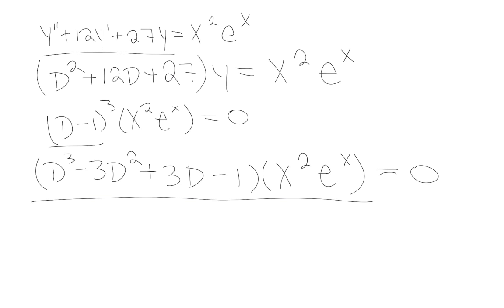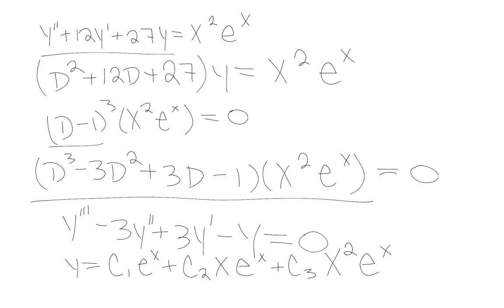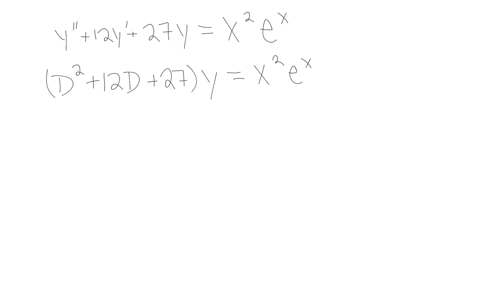And so if I said y''' - 3y'' + 3y' - y = 0, the solution to that differential equation would be c1 e^x + c2 x e^x + c3 x^2 e^x.